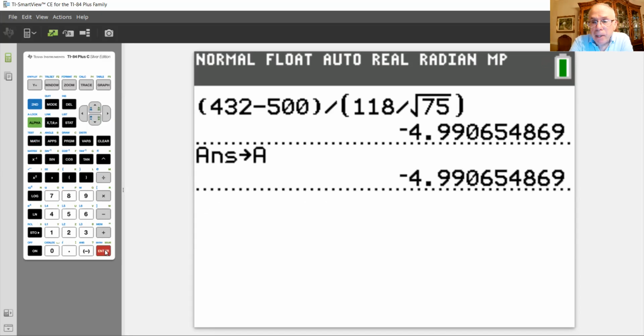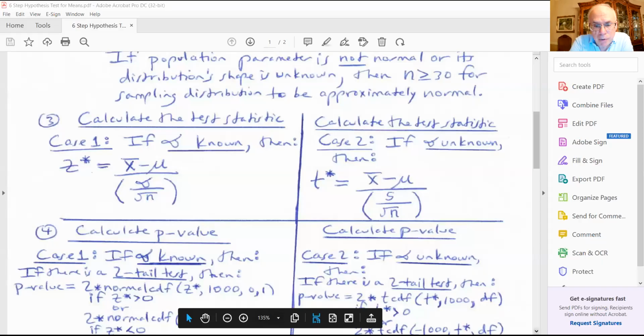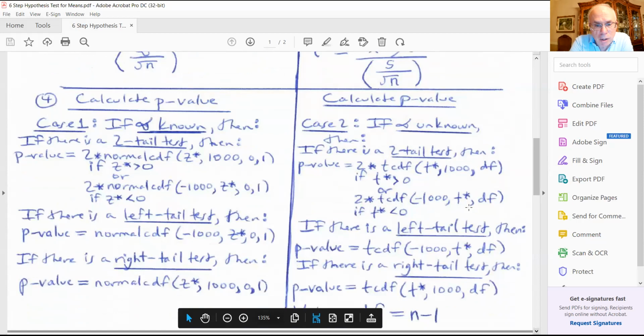Okay. And again, let's go back to the find which formula, because it's a negative test statistic for the two-tailed test. So let's go back here. Okay, so we have a two-tailed test, and t star is negative. We're going to use this formula right here: 2 times t CDF, negative 1,000, t star, and the degrees of freedom. All right, so let's go back.